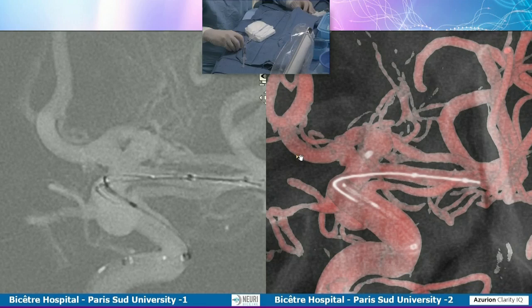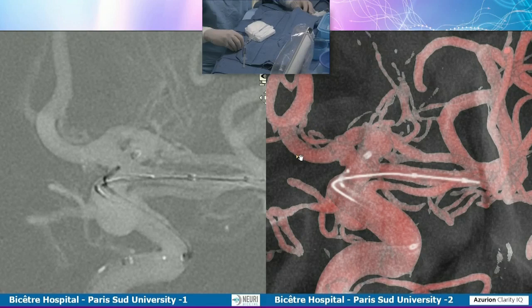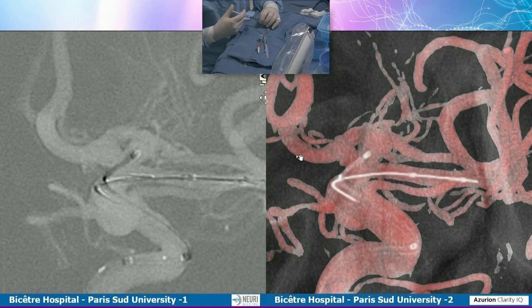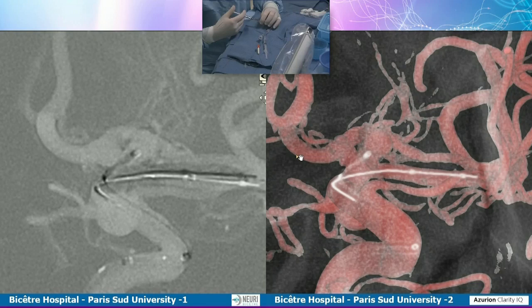So here, the balloon is there. It's not inflated. The WEB is getting there. Then the WEB is going to open. And when the WEB is open a little bit at the neck of the aneurysm, then you can play with it. You can push with it, and you can make it roll. And if it's not enough, you inflate the balloon and you deliver the WEB.